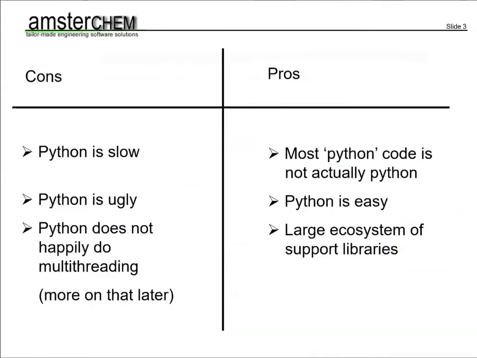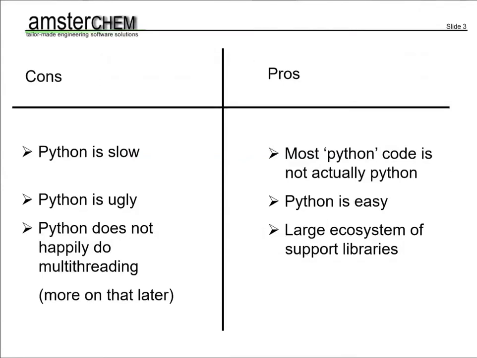The first con is Python is slow, but this is only a minor con, because if you look at the pro side, most code executed from Python isn't actually Python code. If you would, for example, use an optimizer in Python, it is most likely from the SciPy family, which is implemented in highly optimized native C++ typically, or C.